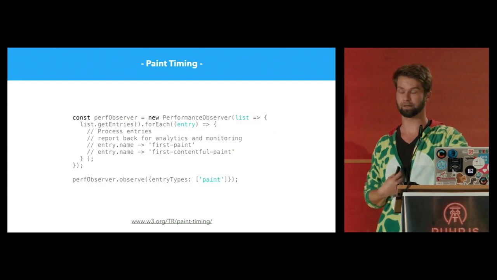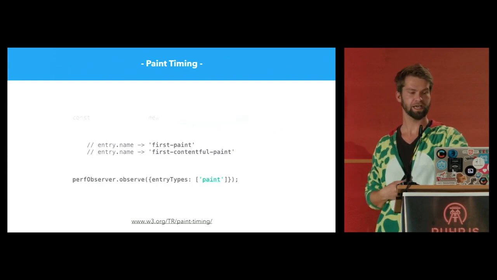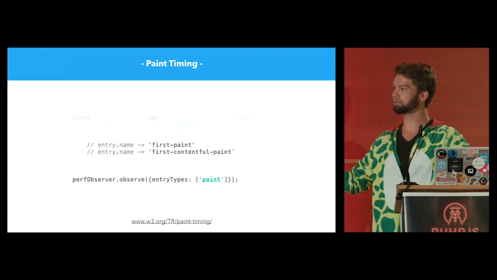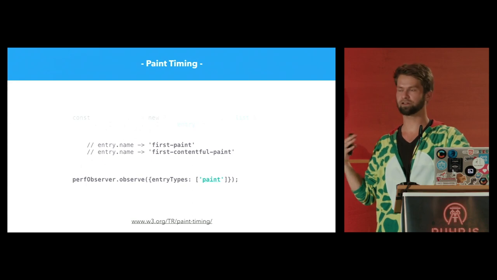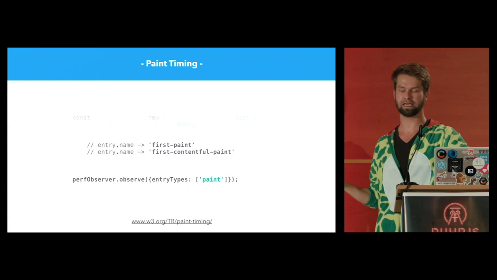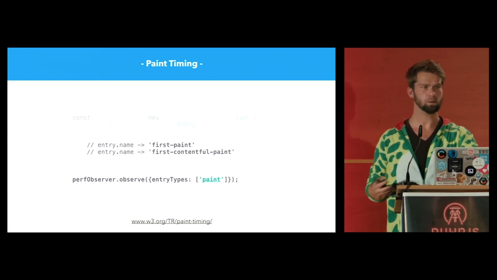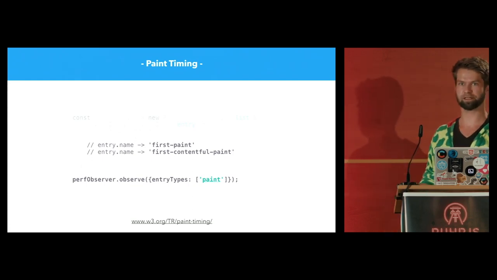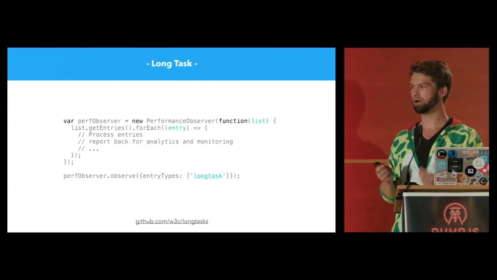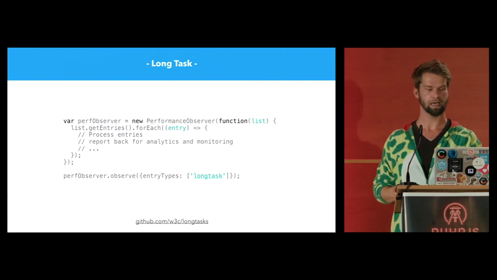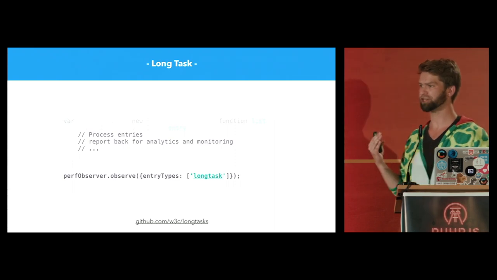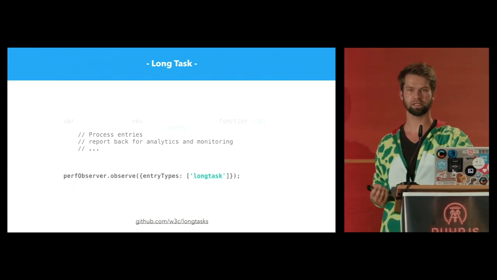So there's paint timing, which is already shipping in Chrome 60. It tells us when the first pixel was rendered, and also when the first contentful paint happened. A contentful paint is any text, image, non-white canvas, or SVG. And then we're all doing single-page applications, right? We're throwing a lot of JavaScript to our users. Then there's also the long task metric, which is supported since Chrome 58. And this tells us when a JavaScript operation takes longer than 50 milliseconds.